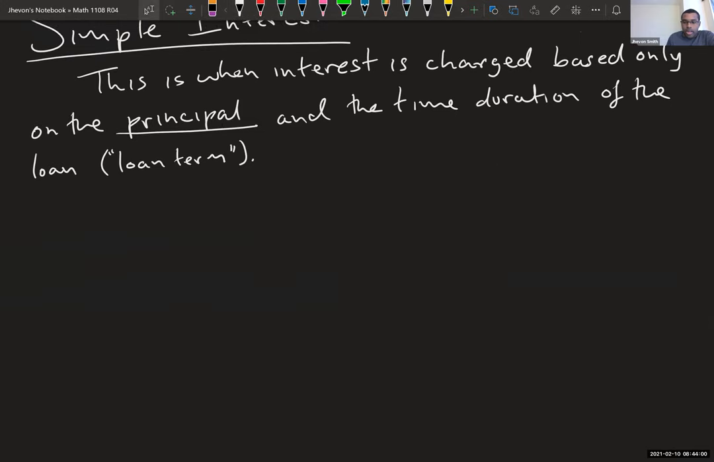Okay. And basically that's given by this formula. I for interest equals PRT. So this guy here is interest. Not the percentage interest. This is the amount paid in interest. And P is the principal.